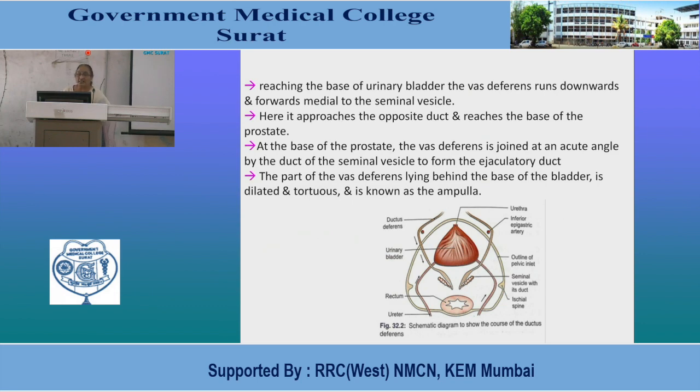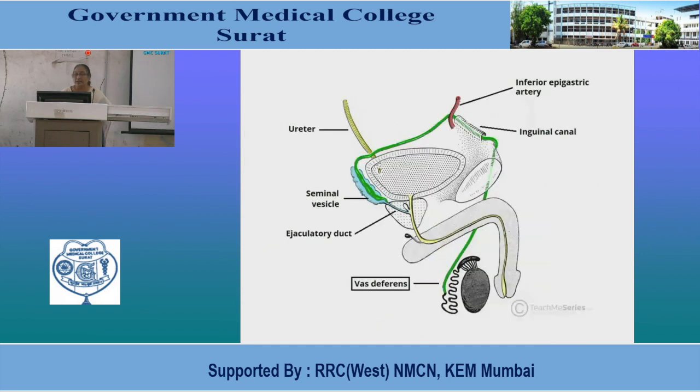The part of the vas deferens lying behind the base of the bladder is dilated and tortuous, and is known as the ampulla of the vas. Now you can see the diagram here, the green color indicating the course of the vas deferens from the epididymis up to the seminal vesicle and the ejaculatory duct. The whole green color in the figure shows the course of the vas deferens.